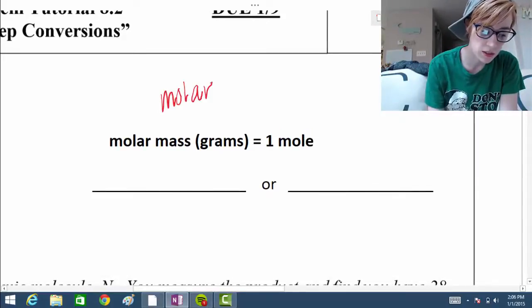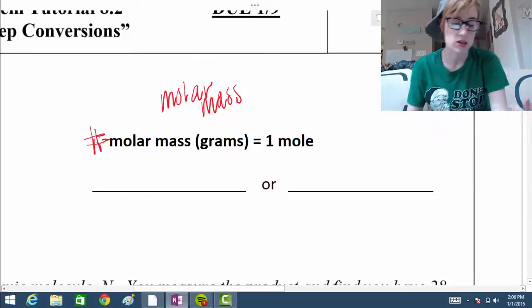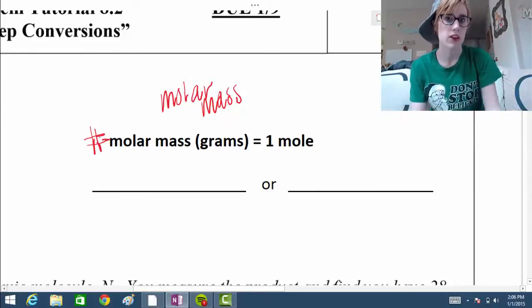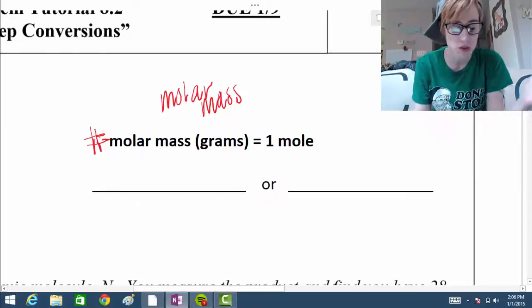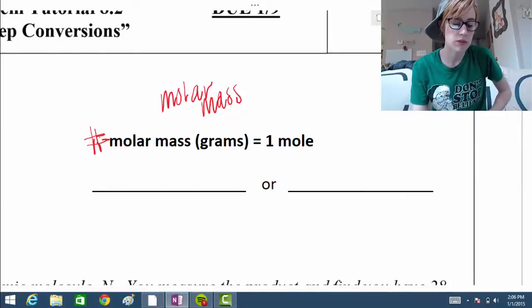Where can we find molar mass? By the way, where can we find the number for molar mass? Because notice there's no number here, right? Like in our other conversion factor we had the number 6.02. Well, here there's no number. So where do we find this number?